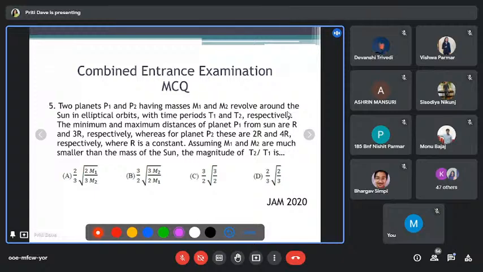Two planets P1 and P2 having masses M1 and M2 revolve around the sun in elliptical orbits with time periods T1 and T2 respectively. The minimum and maximum distance of planet P1 from Sun are R and 3R, whereas for planet P2 are 2R and 4R, where R is constant. Assuming the mass is much smaller than mass of Sun, the magnitude of T2 by T1 is. Which formula will I use, children, here?